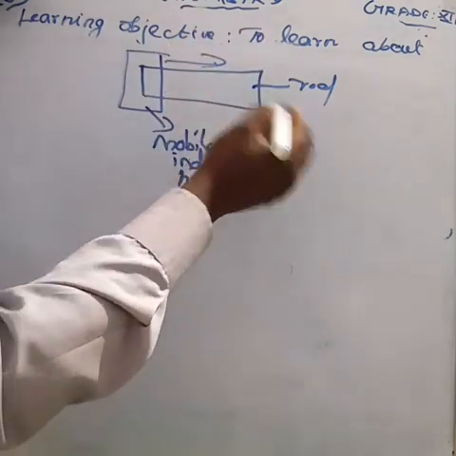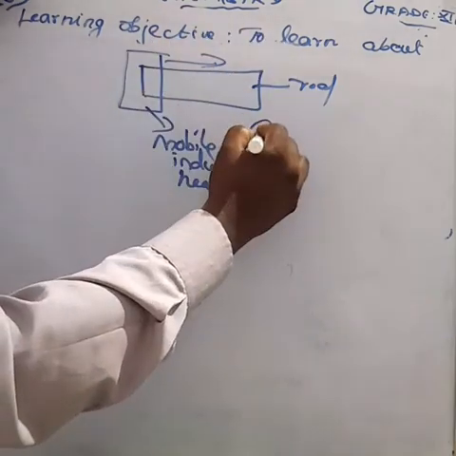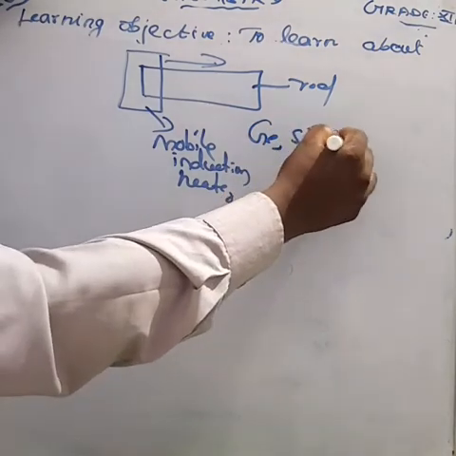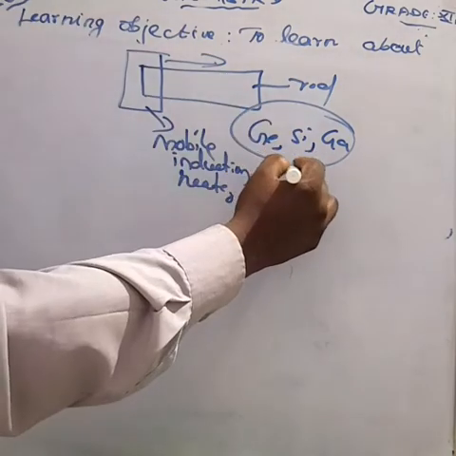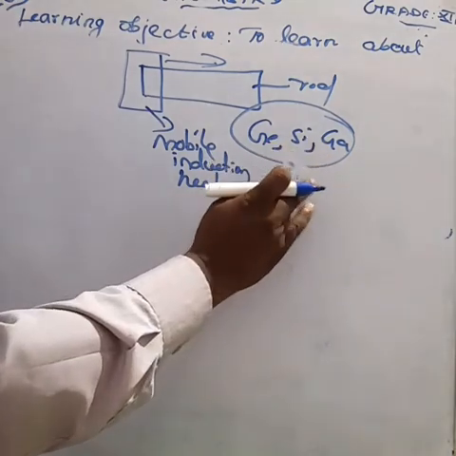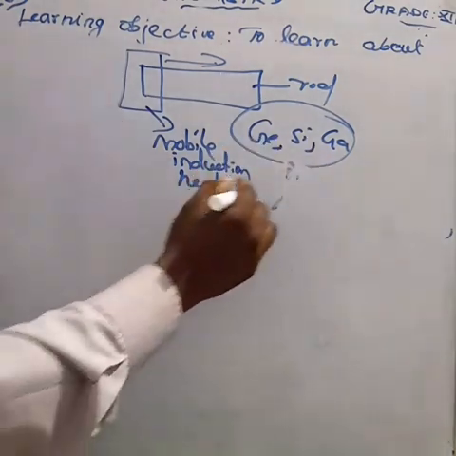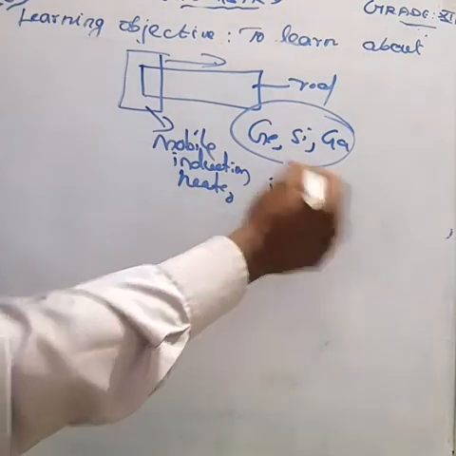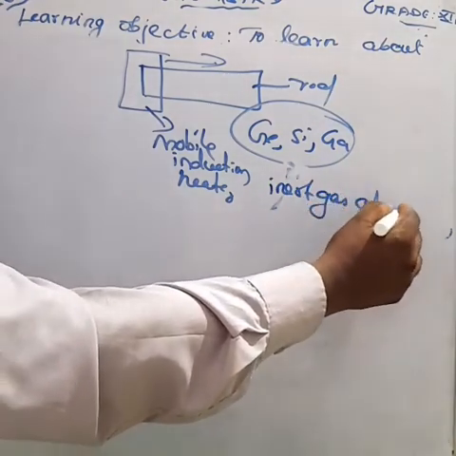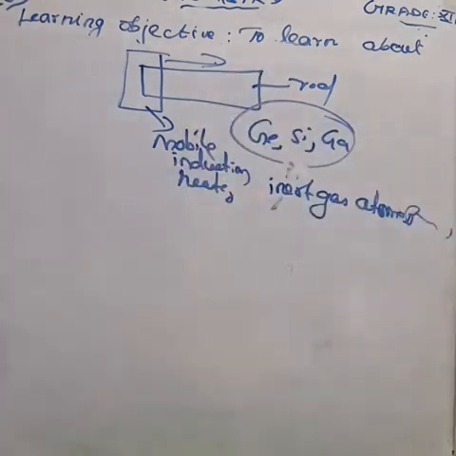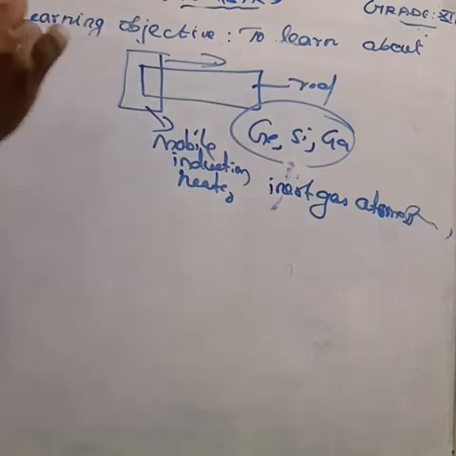What are the examples here? We are taking germanium, silicon, and gallium. These are some examples. They are used as semiconductors. Don't forget that. Also, this zone refining process is carried out in an inert gas atmosphere. Don't forget, that's an important point. For what purpose? To prevent the oxidation of metal. And this method is based on which principle? The fractional crystallization. Some very important words.